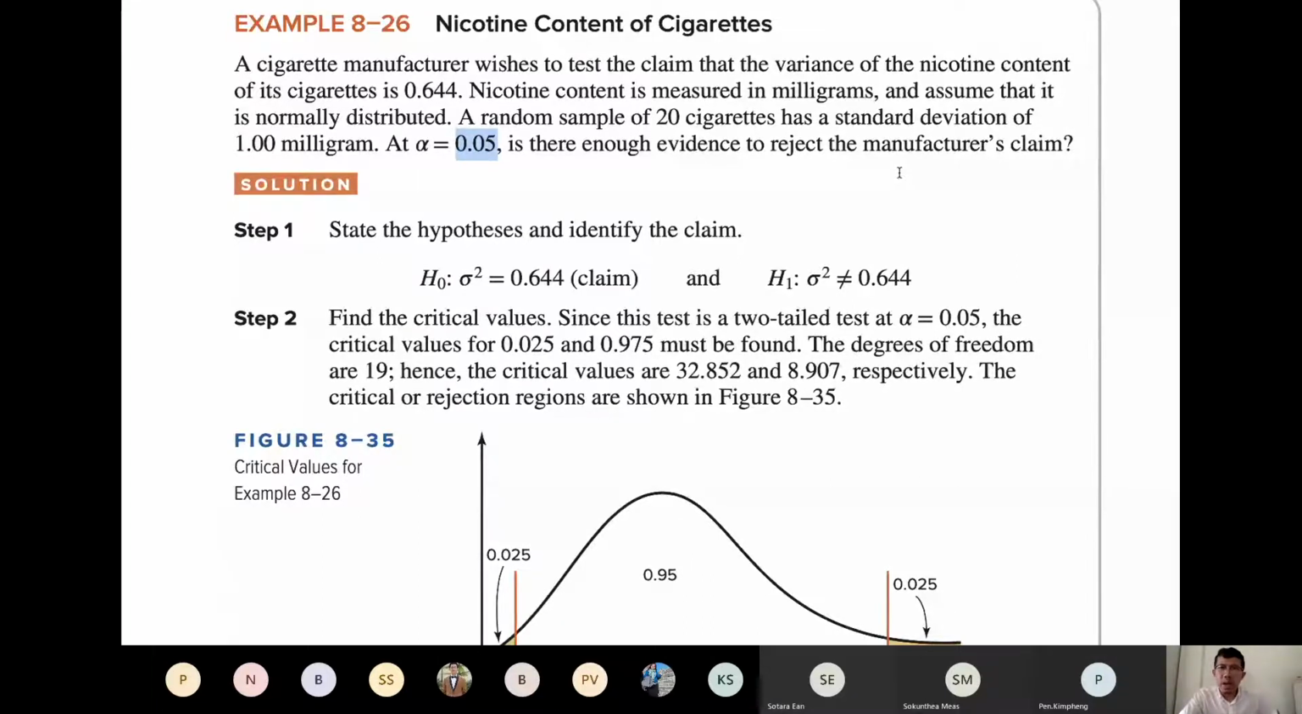We claim that the nicotine content is just this, right? So based on this, because maybe according to the law they have to restrict the variance of the nicotine inside cigarettes, right? So in order to see whether this kind of cigarette observes the law, we have to test this value.